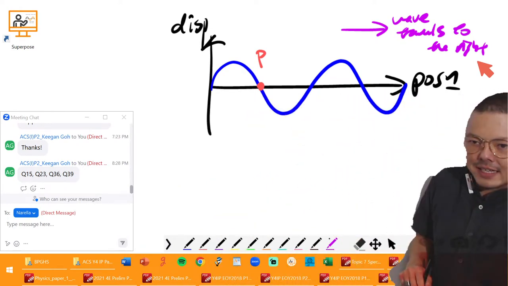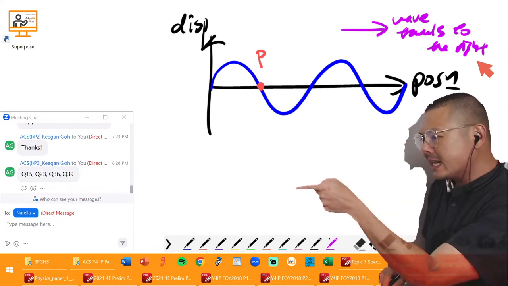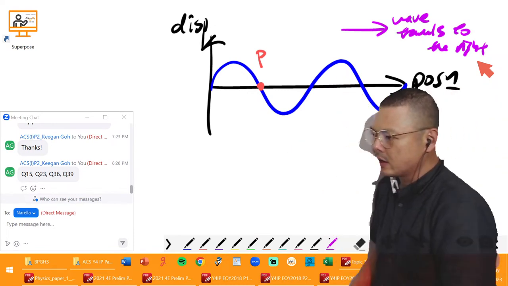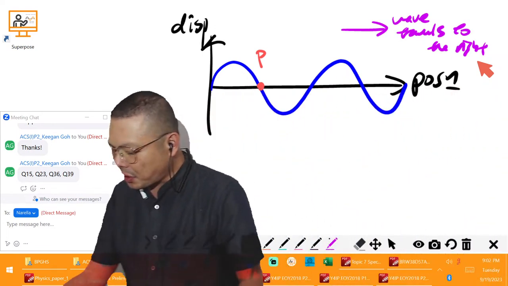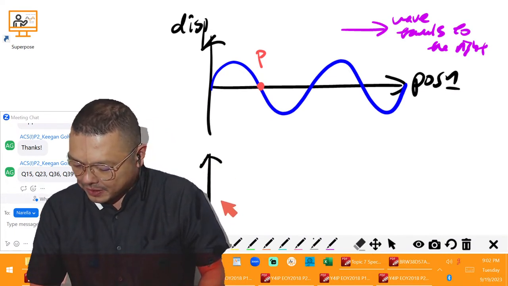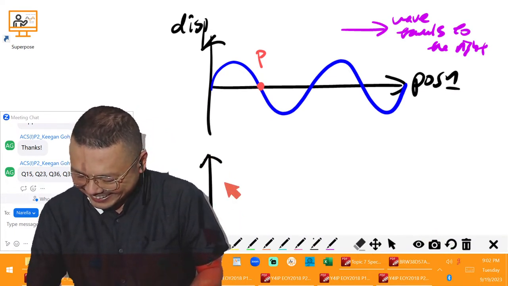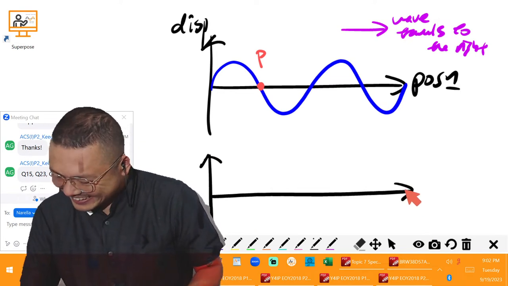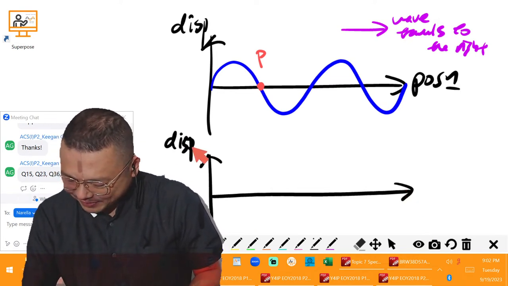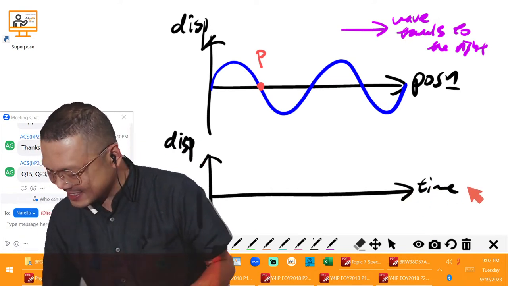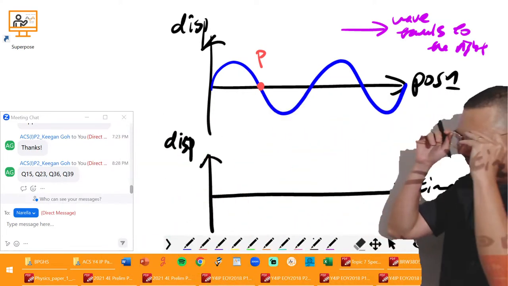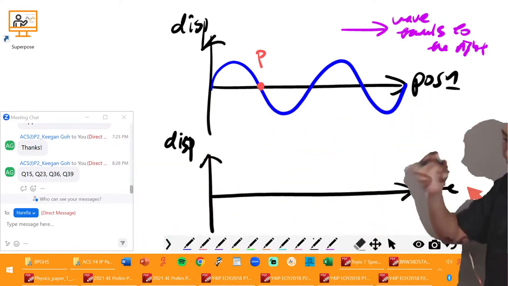So now the thing is this. I want you to draw the displacement-time graph for this particle P. Draw it. Don't be a little bitch. Displacement-time. You whiny little persons. Displacement-time. Okay? Don't worry, I'll get you through this.